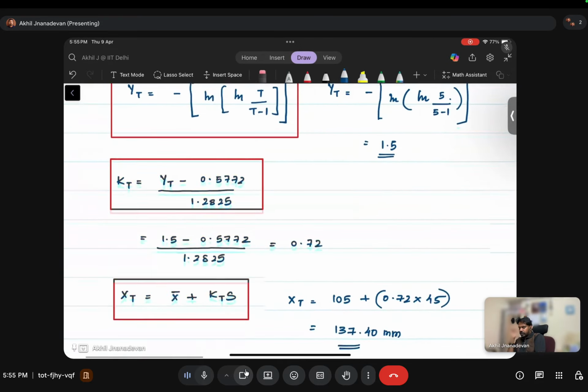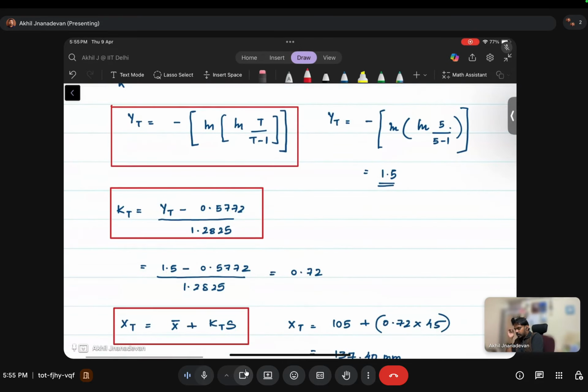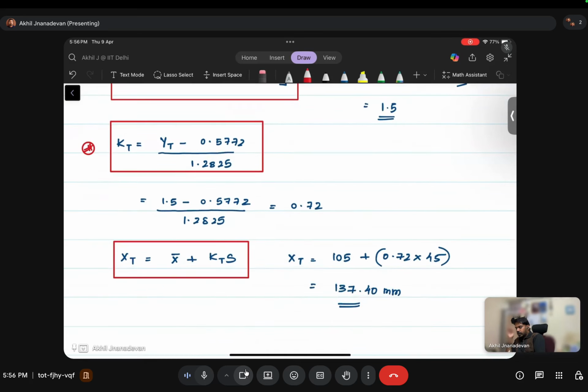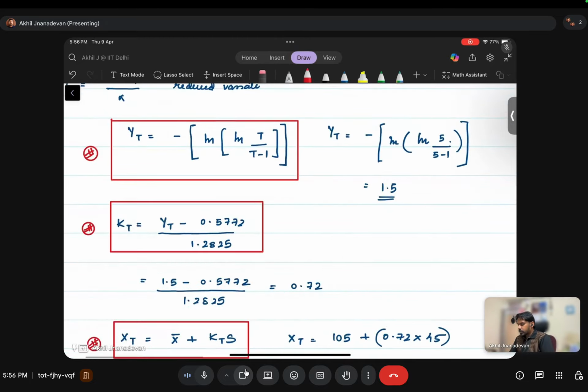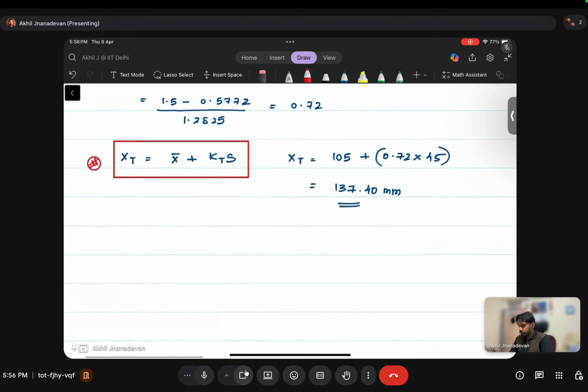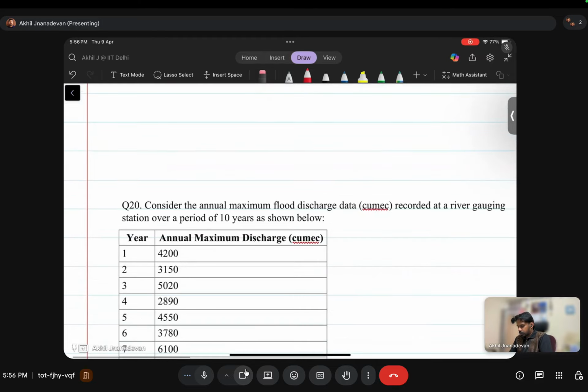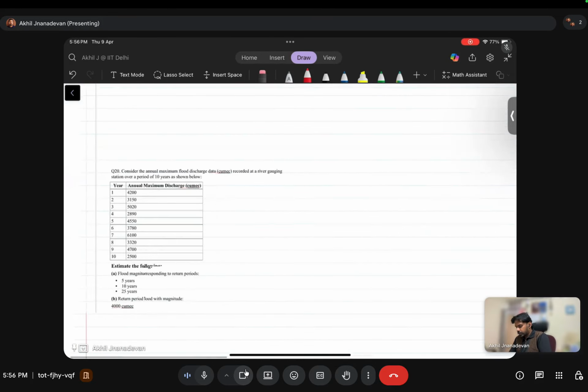Okay, so you just need to remember these three relations: how the reduced variate is related to the return period, how the return period, reduced variate and frequency factor are related, and if you know the frequency factor and the sample mean and variance, how we can find the corresponding new x value. Okay, so we can move on to the final question.